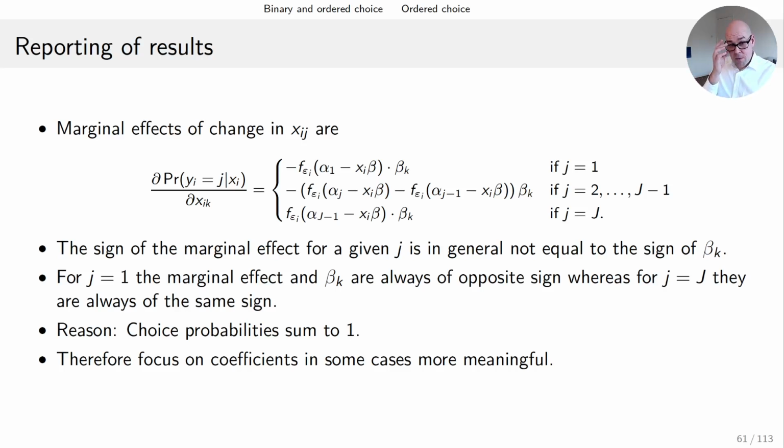And because of all that, and because it's so complicated, what people usually do when they use the ordered choice model is they do not focus on marginal effects, but they focus on coefficients, and they focus on making sense of coefficients because these oftentimes nicely summarize what one is interested in. But this is really application specific.